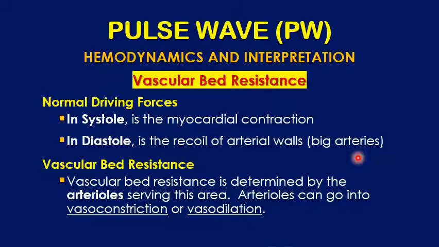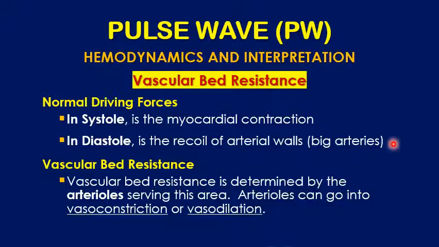But as we expected, this energy in the diastole is not as high as the systolic component. So now I have again the delta P, the pressure gradient, which is coming from the heart, the systolic component, and from the recoil of the arteries, the diastolic component.